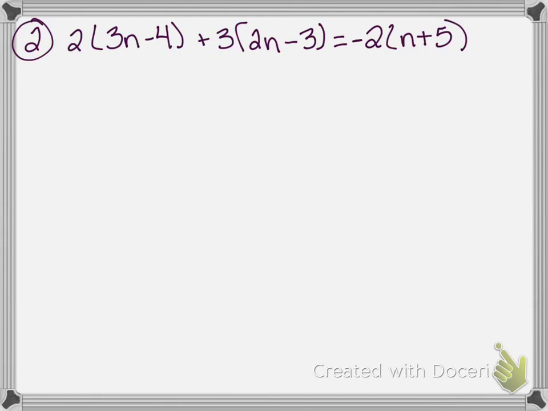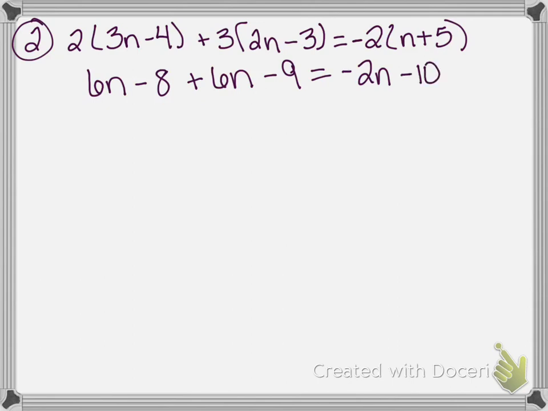2 times 3n is 6n. 2 times negative 4 is negative 8. 3 times 2n is 6n. 3 times negative 3 is negative 9. Then I have negative 2 times n, negative 2 times 5.